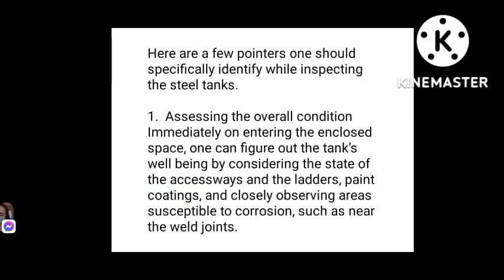Here are a few pointers one should specifically identify while inspecting the steel tanks. First is assessing the overall condition immediately on entering the enclosed space. One can figure out the tank's well-being by considering the state of accessways like the ladders, paint coatings, and closely observing areas susceptible to corrosion such as near the weld joints.